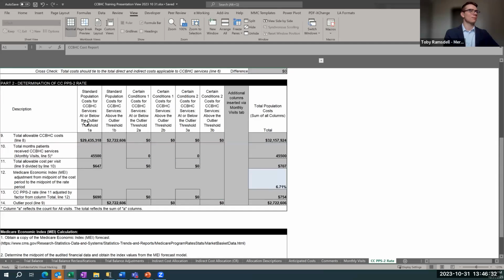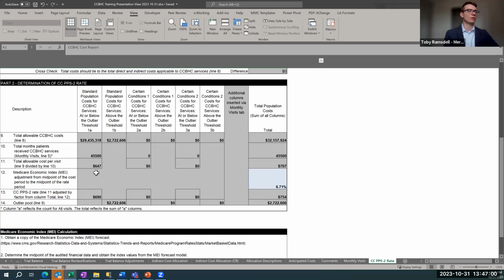From this point, the standard population costs that have been allocated based on that cost to charge ratio are divided by total monthly patients, which includes DCO and anticipated patient visits. That'll give you the cost per visit. So in this case, $647 per visit. And then the MEI figure is used to trend that allowable cost per visit to the final PPS2 rate.